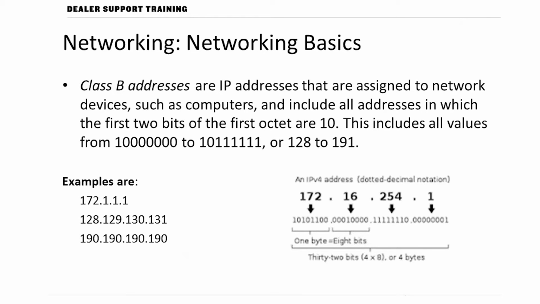Class B addresses are IP addresses that are assigned to network devices such as computers and include all addresses in which the first two bits of the first octet are 10. This includes all values from 128 to 191. Some examples of this are 172.128.1.1, 128.129.130.131, 190.190.190.190.